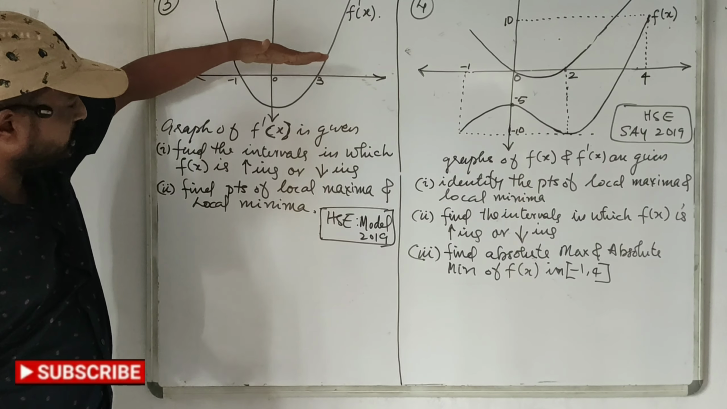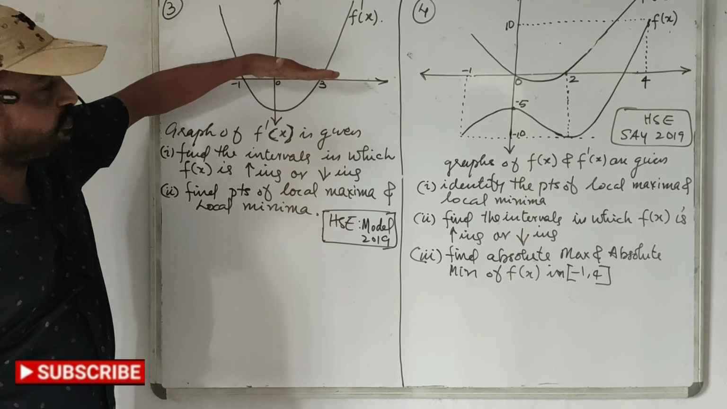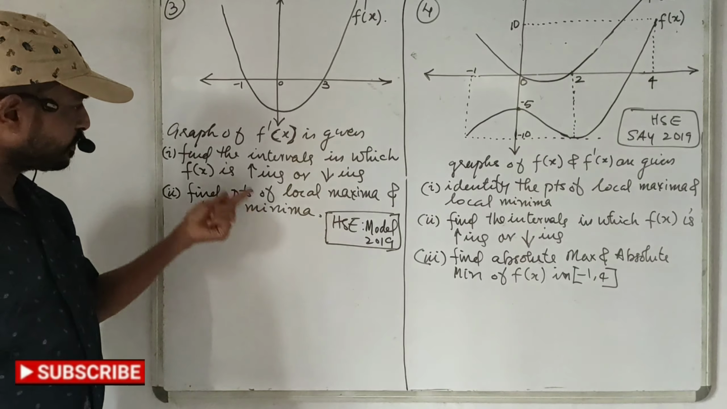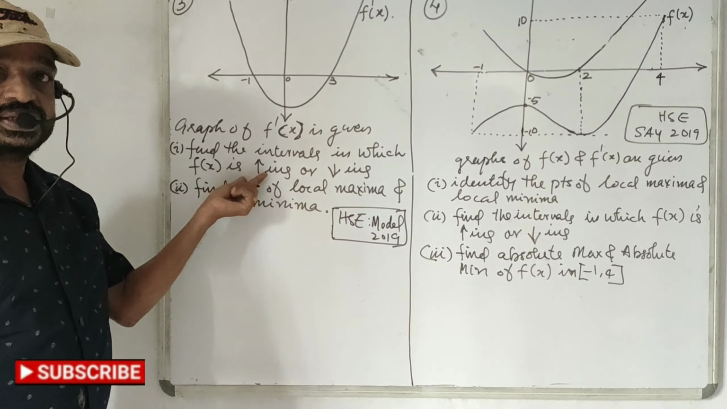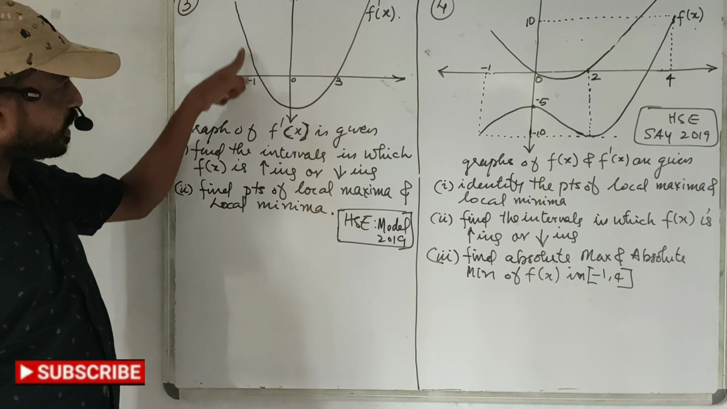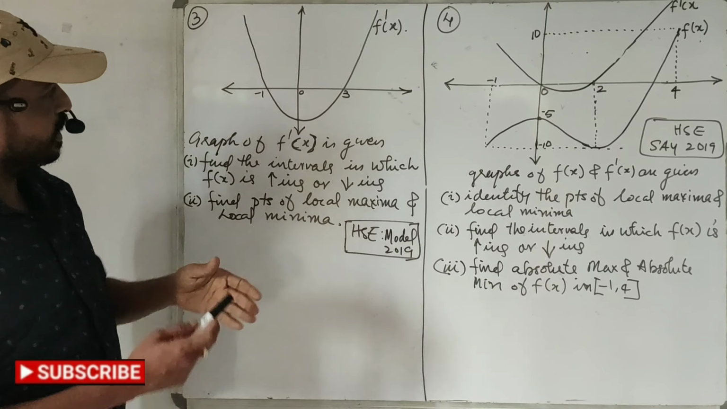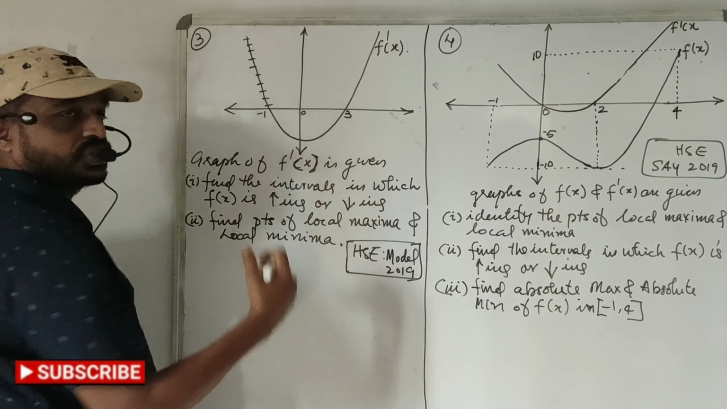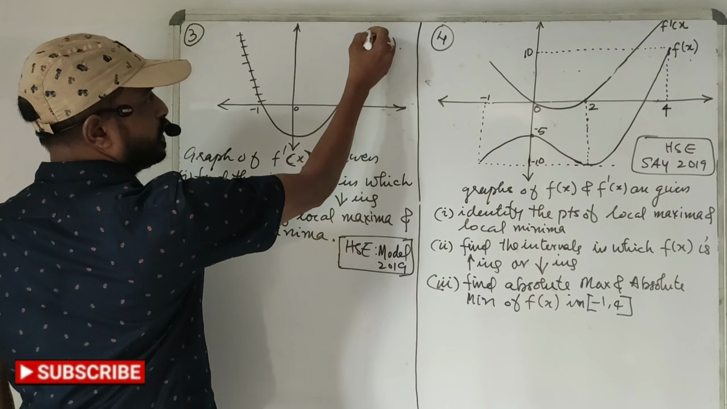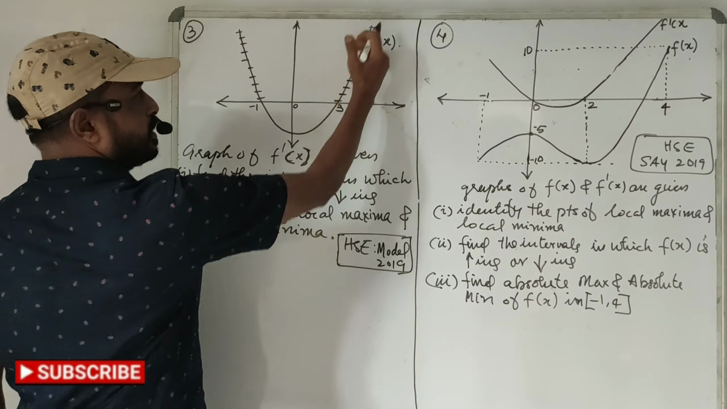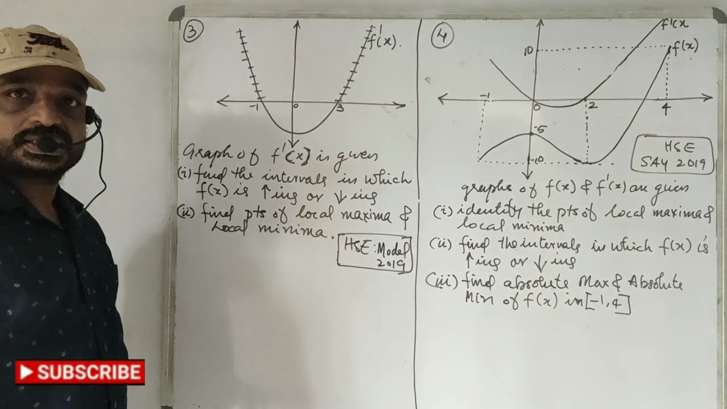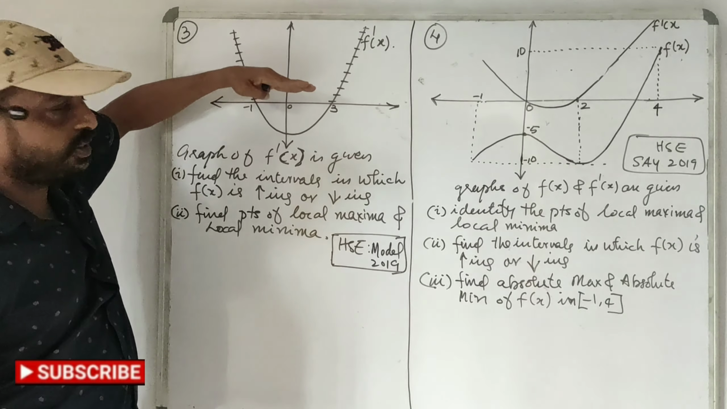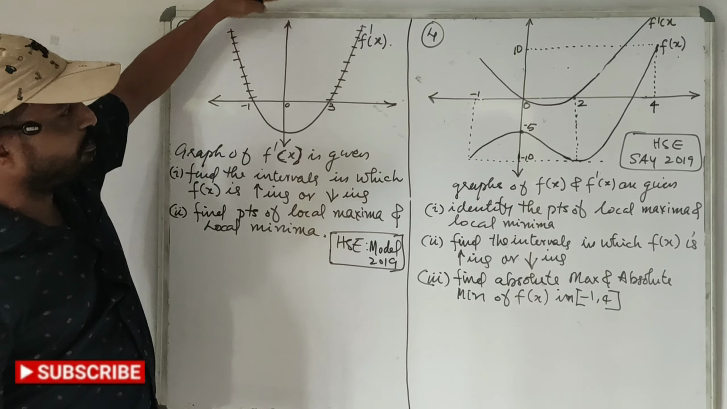That means f of x is increasing at intervals in which the graph of f dash of x is above the x-axis. Is it clear? If f of x is increasing, what is the condition? F dash of x is positive. This is the graph of f dash of x. So here we can say that in this portion f dash of x is positive because this portion is above the x-axis. At this region also, f dash of x is positive, because in these two regions the graph of f dash of x is above the x-axis.